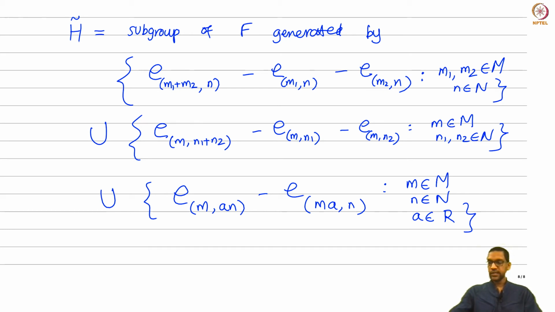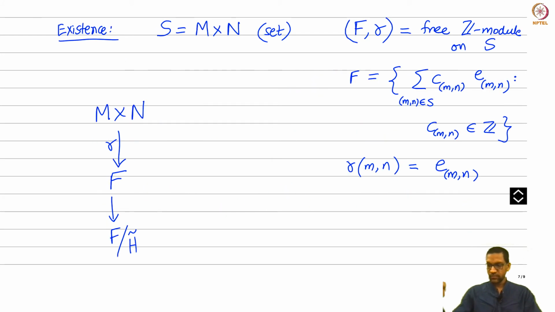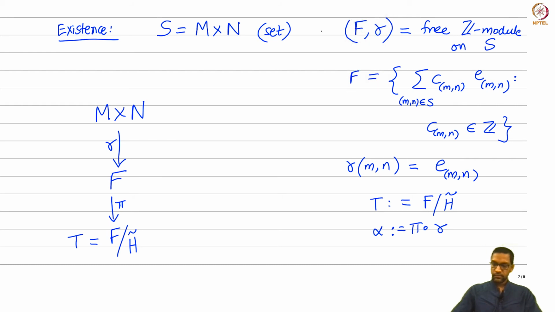As before, it's a subgroup. F is abelian, so this is a normal subgroup, so I can look at the quotient, which is what we did here. This is the quotient group, and this is the quotient map pi which sends F to its quotient. This quotient finally is going to be our tensor product module T. So we define T as the quotient, and we define this map alpha from M cross N to T to just be the composition, pi composed with gamma. Now the claim as before is that this satisfies all the properties that we needed.